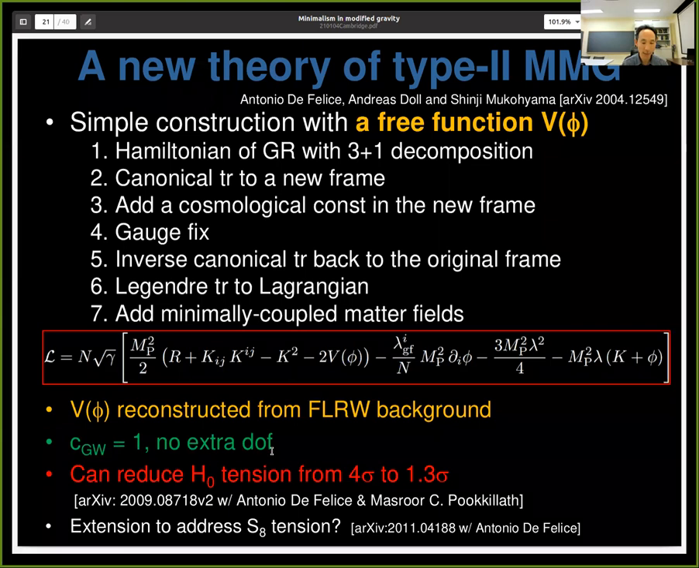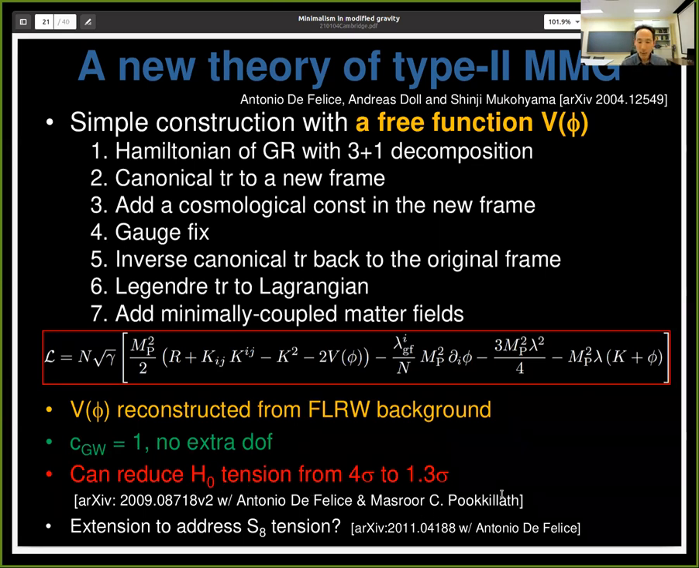And there are no extra degrees of freedom. We can check this at the fully nonlinear level. And we can use this to reduce the H naught tension from 4 sigma to 1.3 sigma, as we have shown in this paper, actually in version two. In version one, there were some errors, but we corrected them.